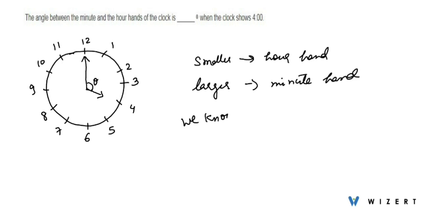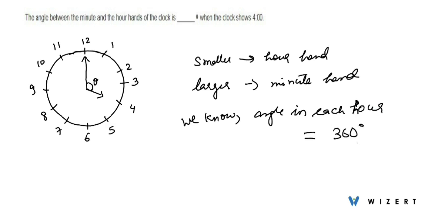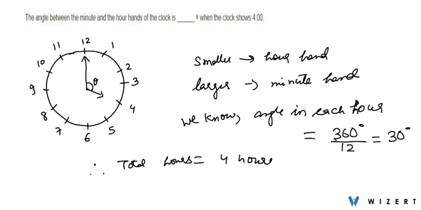We know that the total angle is 360 degree and we have 12 hours in a clock, so 360 divided by 12 will give 30 degree. So each hour represents 30 degree. Here we have to make 4 o'clock. So at 4 o'clock we are covering 1, 2, 3 and 4 hours. Therefore total hours is 4 hours.